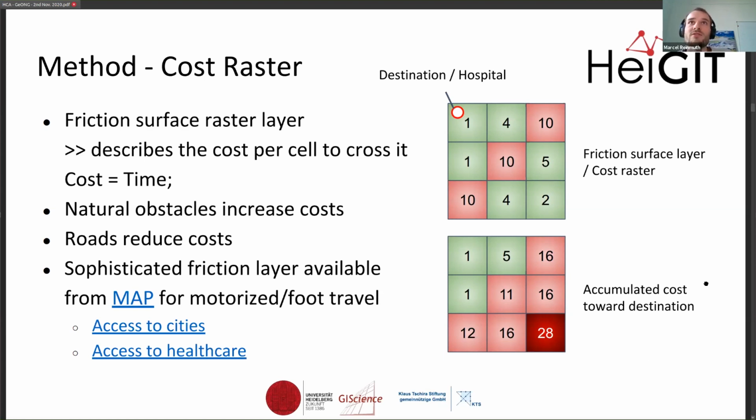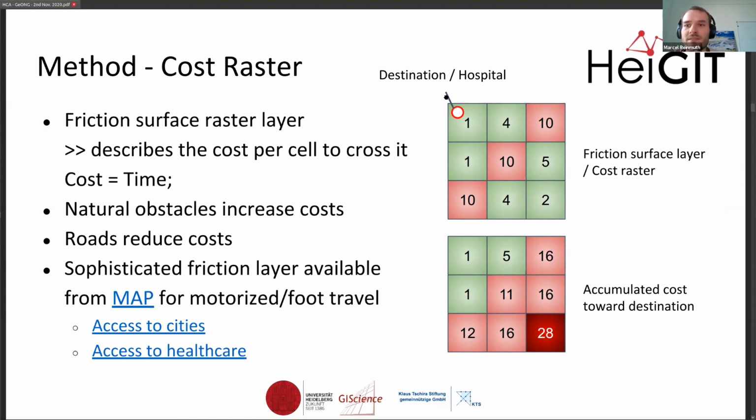And we have like one source point, or one point from which we want to go towards each cell. This is in the upper left. This is our hospital. And then we just go in every direction on the raster, and then we just accumulate the costs. And okay, how can we model these costs?